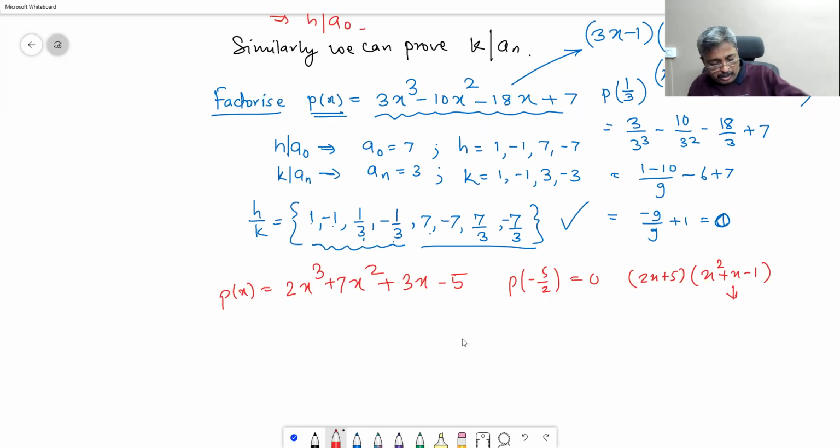Okay. So now you are aware how to deal with the PRRT and get the rational roots in place.